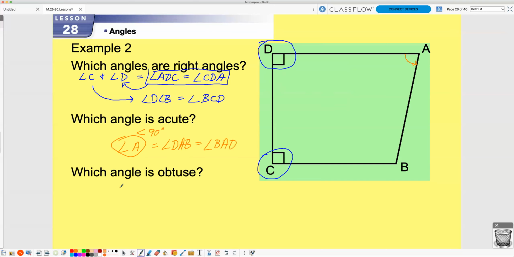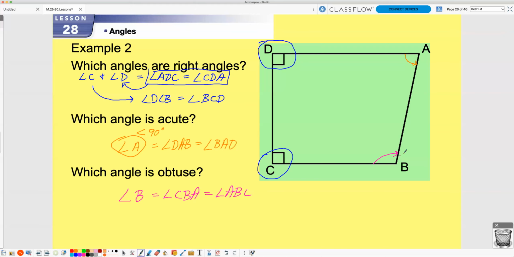And the last question, which angle is obtuse? Well, looking at this, you see that these are two right angles, and this is an acute angle. From here to here is slightly larger than 90 degrees. So angle B is obtuse. Another way to label it would have been angle CBA, or you could have had angle ABC.